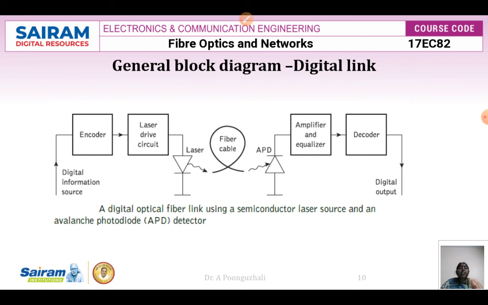At the receiver side, we have an avalanche photodiode detector. This detector will detect the signal, which is of very low value, and it is amplified and equalized for removing the noise signal. Then it is given to the decoder, and finally we get the digital output.